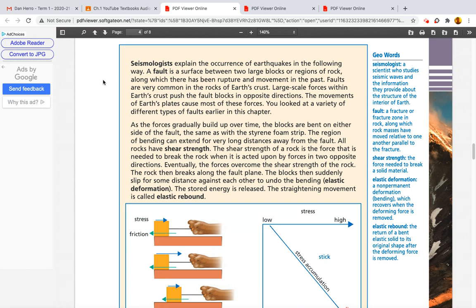Eventually, the forces overcome the shear strength of the rock. The rock then breaks along the fault plane. The blocks then suddenly slip for some distance against each other to undo the bending, elastic deformation. The stored energy is released. The straightening movement is called elastic rebound.